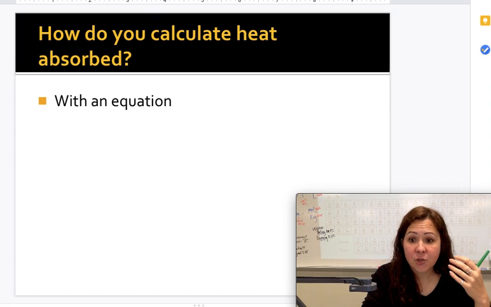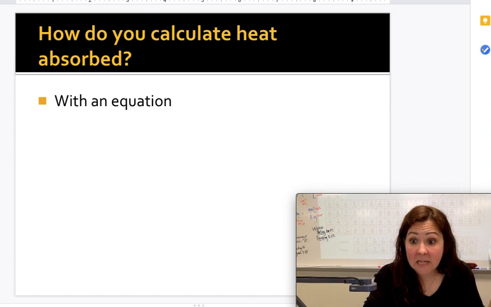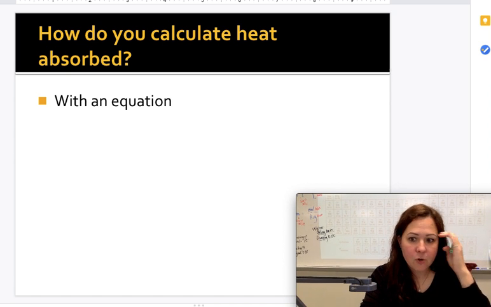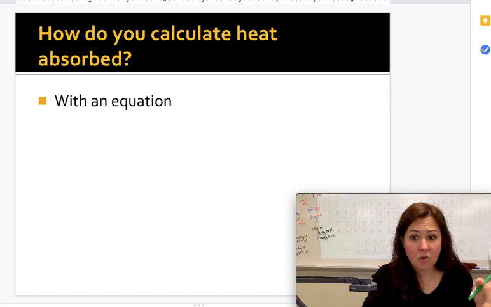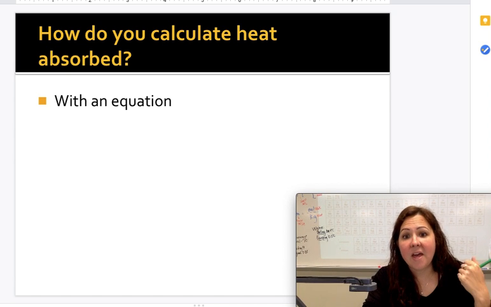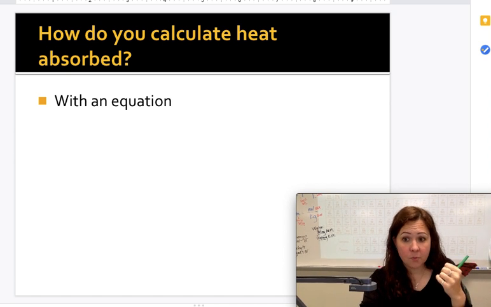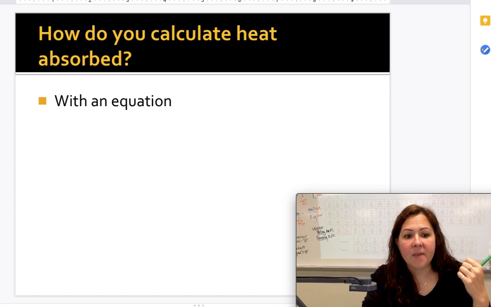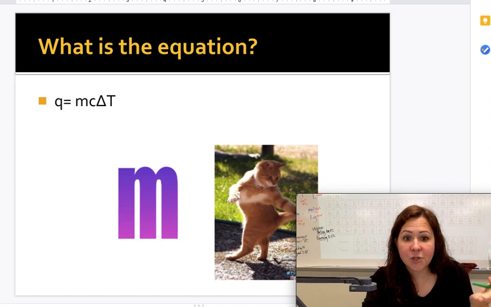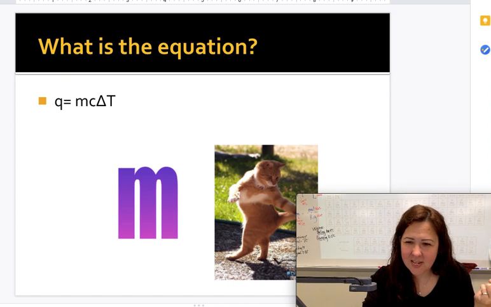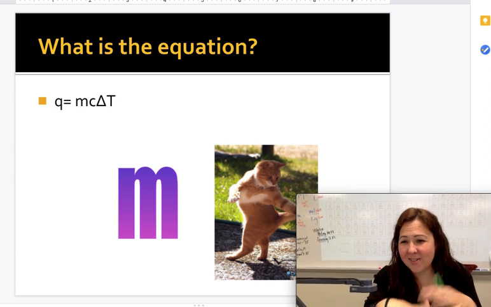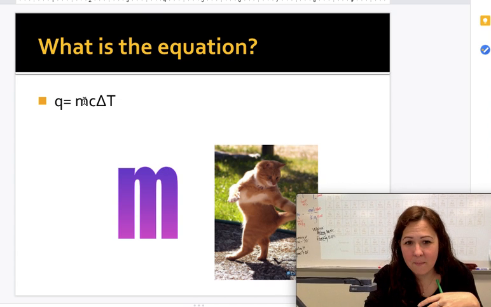So how we can actually calculate heat is through this equation, which we typically call the MCAT equation. This is how you derive heat. You cannot measure heat; you have to calculate it. The heat that is absorbed or released is calculated through this equation: Q, which is heat, is equal to MCΔT. So that's why it's called MCAT. Kind of looks like MCAT.